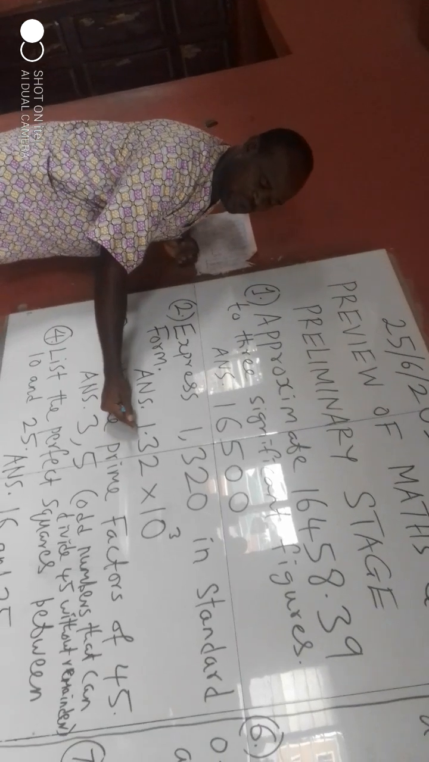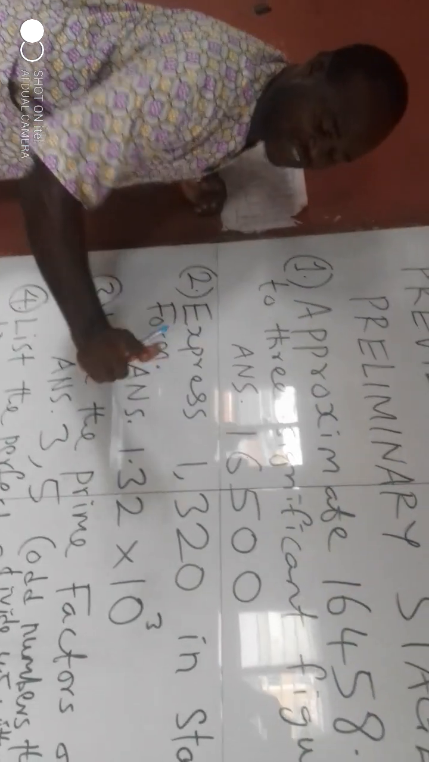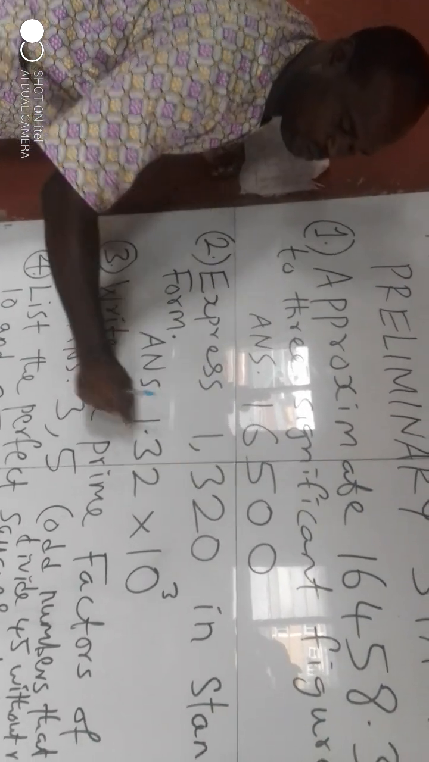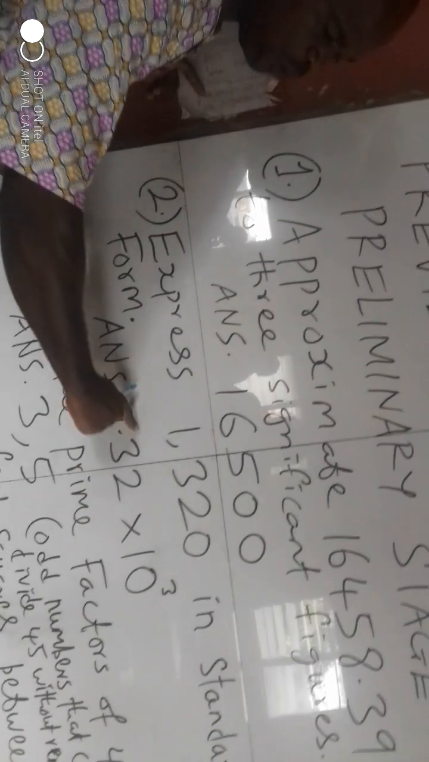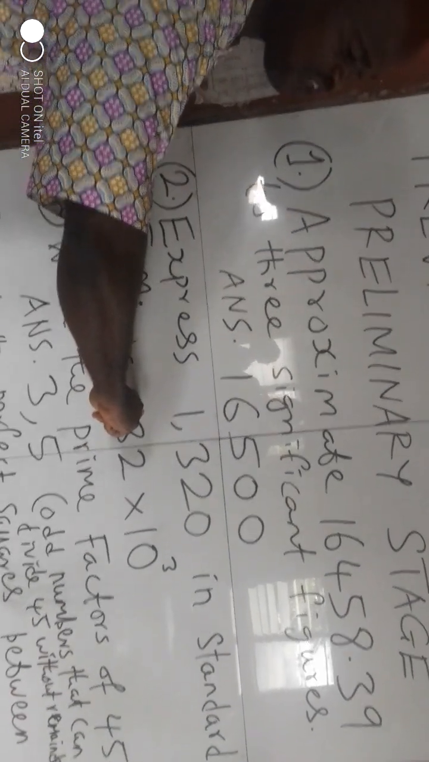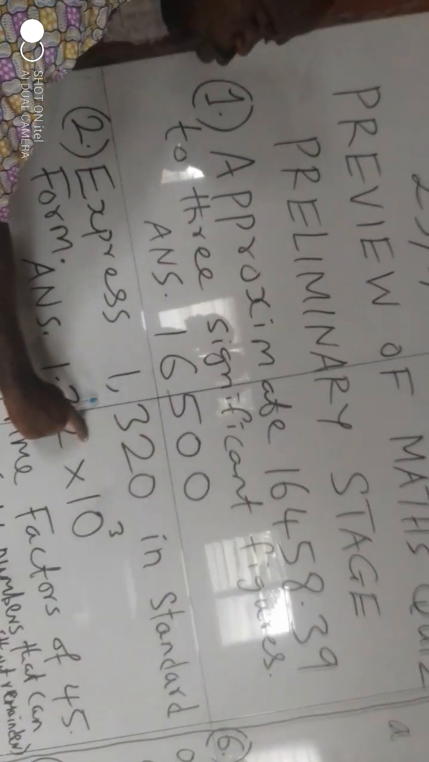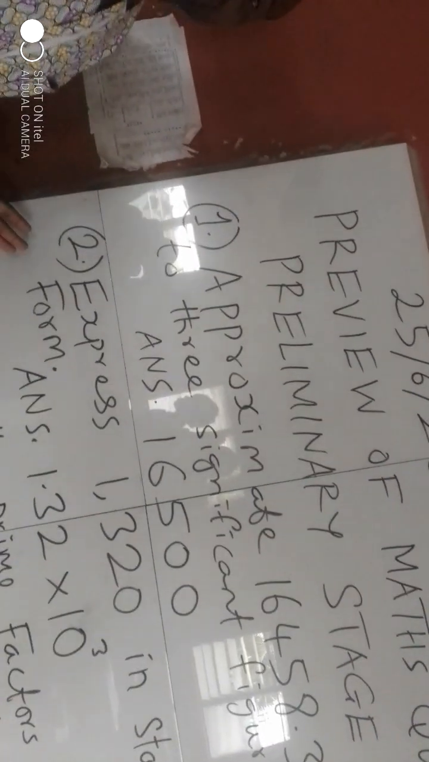Number 2, they said express 1,320 in standard form. What you do to express a number in standard form is you start with the first value, and a point must be placed after the first value. So that is 1.32. Now, how many times will you move this point to this place? 1, 2, 3. That's why this result is like this.